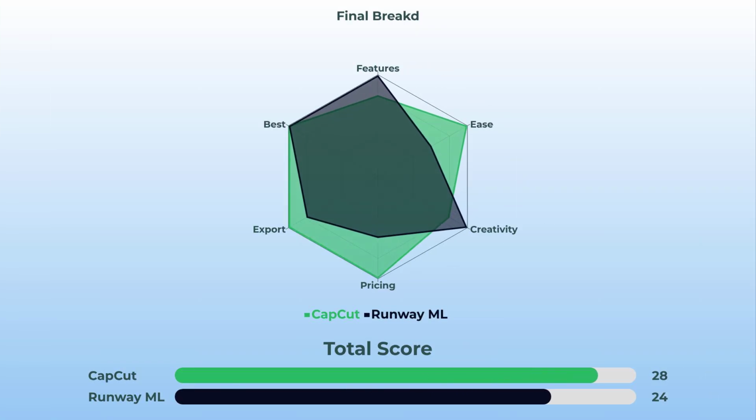Okay, quick recap on our radar chart. Runway ML comes out ahead in features and creativity, but CapCut is the real MVP when it comes to ease of use, affordability, and fast sharing. So if you're chasing cinematic power, Runway's the move. But for everyday content, CapCut is king.